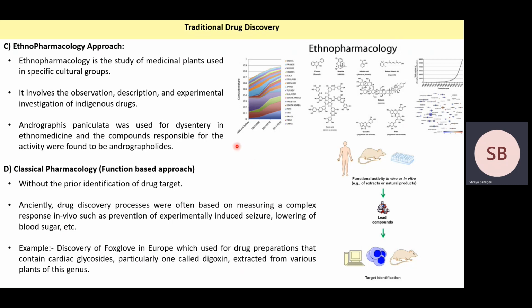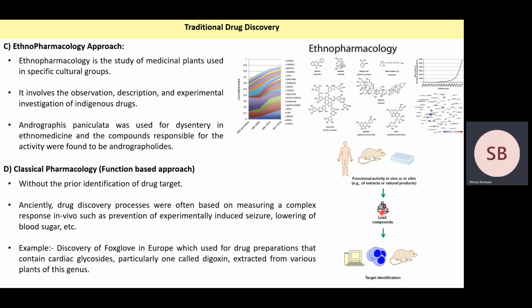So basically, in classical pharmacology, you start with the functional activity in vitro or in vivo. That is, you start with the knowledge that a particular plant has a function in treating a particular disease. Then based on that, the lead compound is isolated, which is the chemical component in the plant which helps to treat the particular disease. And finally, the target is identified.